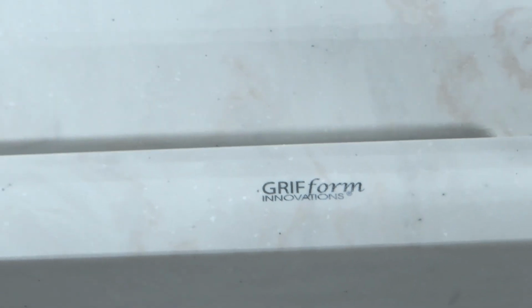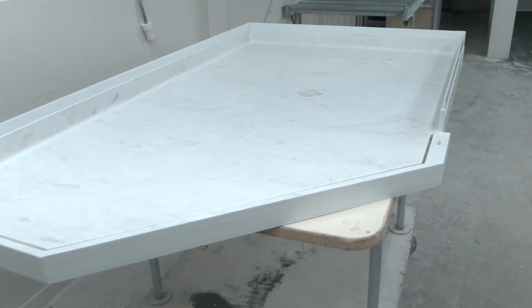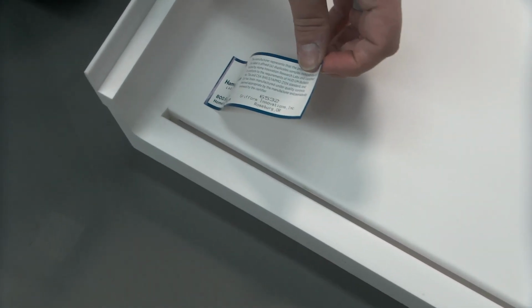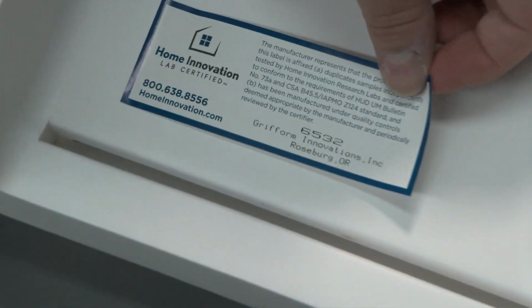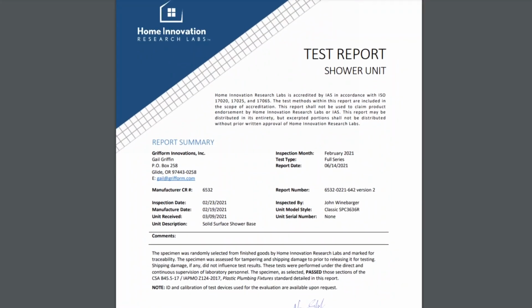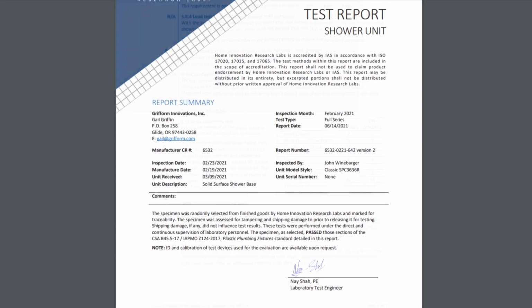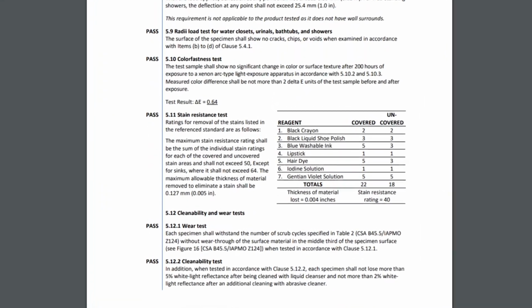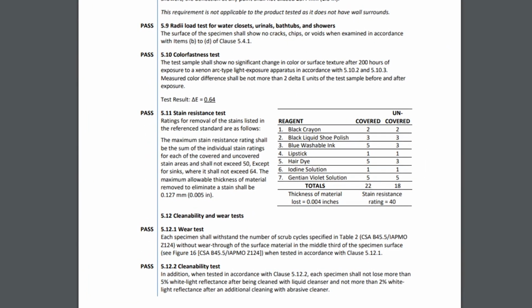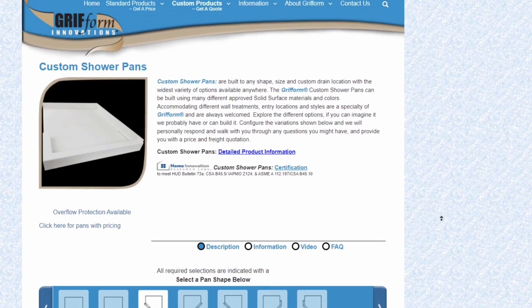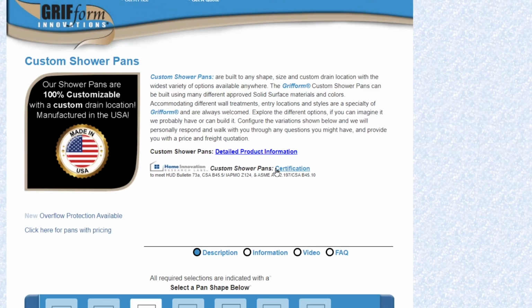These barrier-free entryways can be built to comply with ADA regulations. Grifform shower pans are home innovation compliant and are built to follow industry standard regulations. If you would like to view Grifform's Home Innovation Shower Unit certification, this can be found at the top of the custom shower pan page.